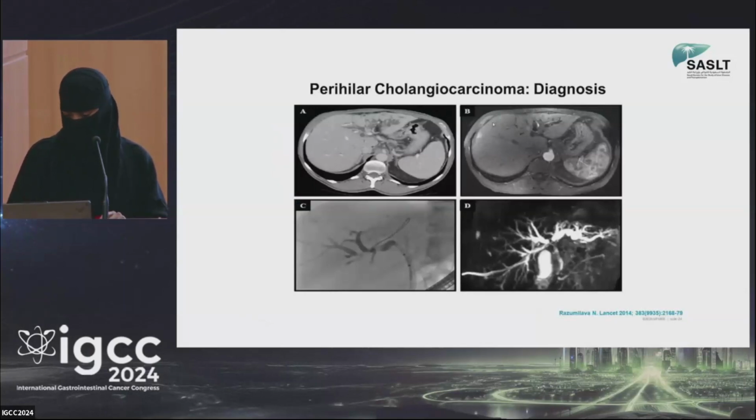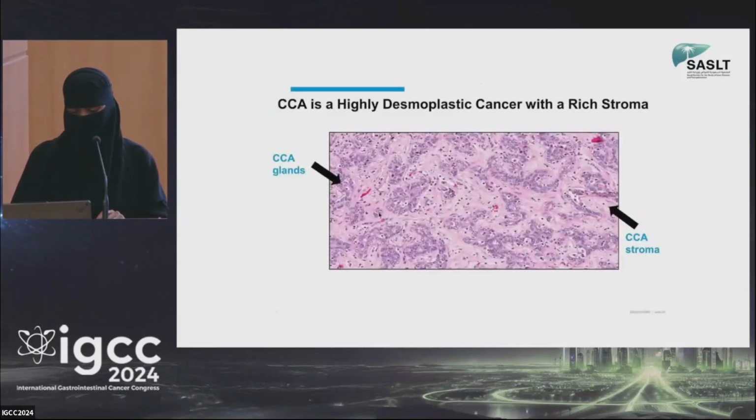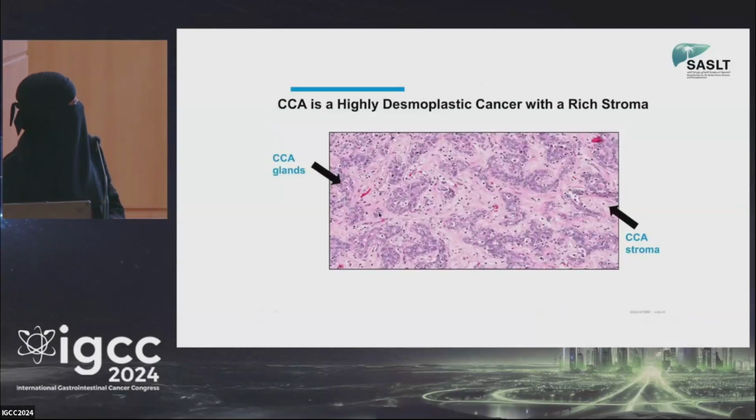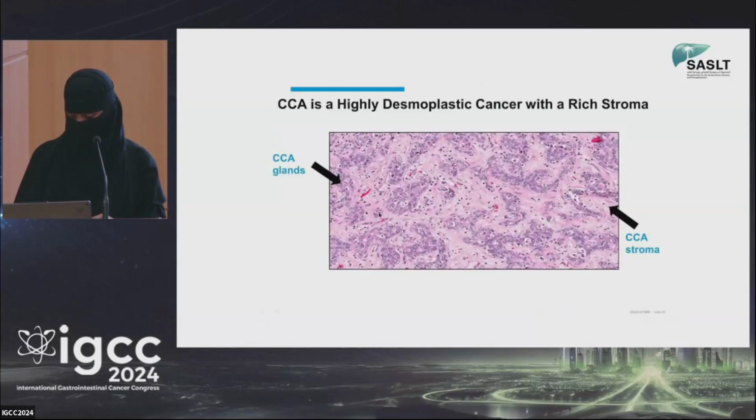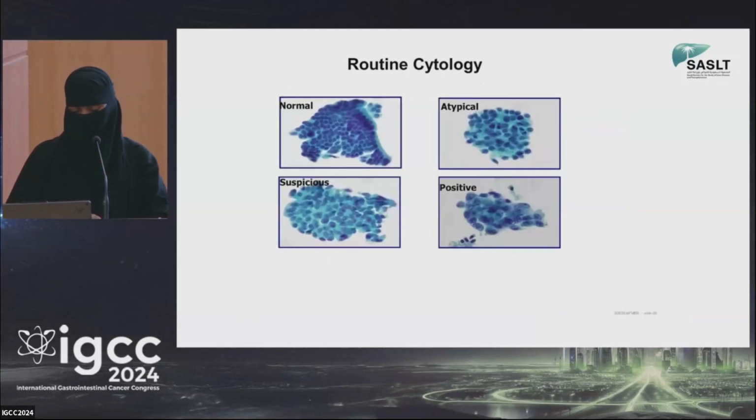These are pictures for the tumor. This is the histopathological presentation of the tumor. The way the gland is shown, they are dysmorphic glands, and they have large stromal material within the tumor. This is the cytology of the tumor.